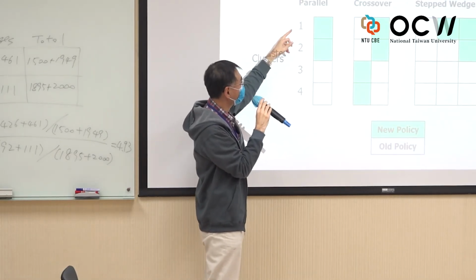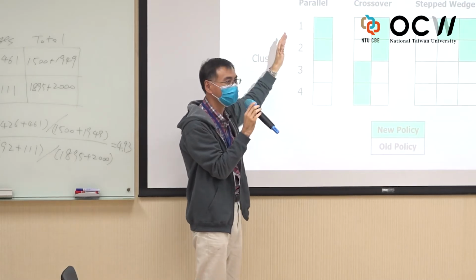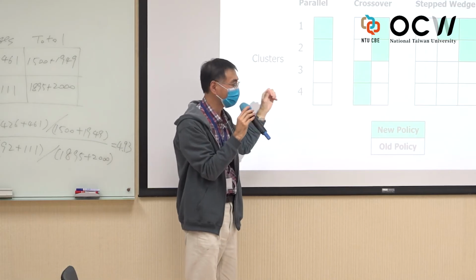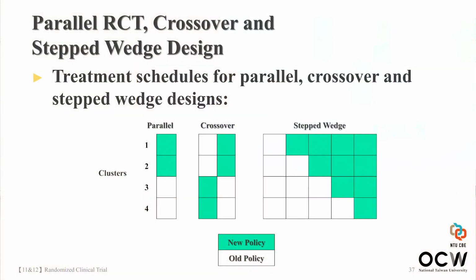So the city 1, city 2, or county 1, county 2 will randomly assign to a new policy, okay? And city 3 and 4 just randomly assign to the old policy, okay? Then we could do, that is so-called parallel. Or they could cross over, but not always feasible, right? If you give them some new services, and it's very difficult to take it away, right?